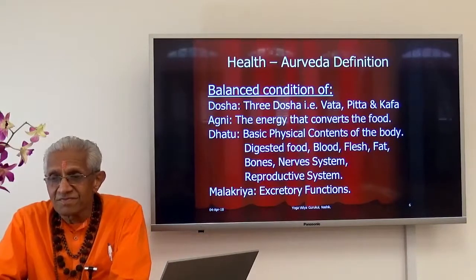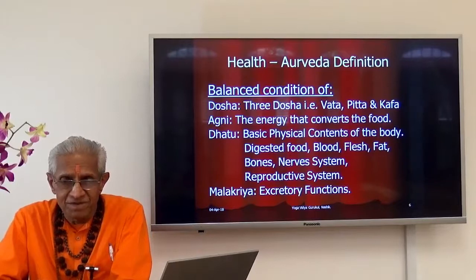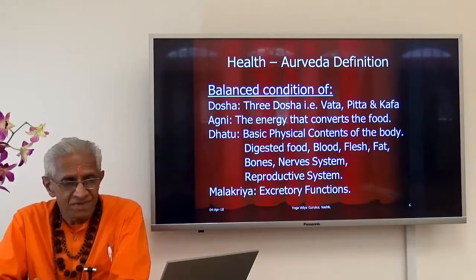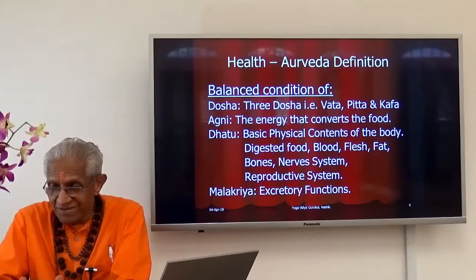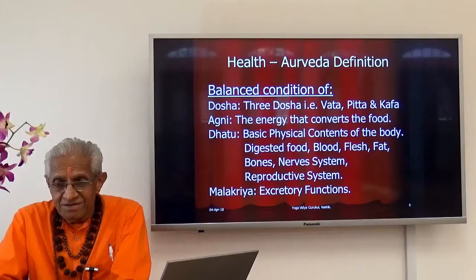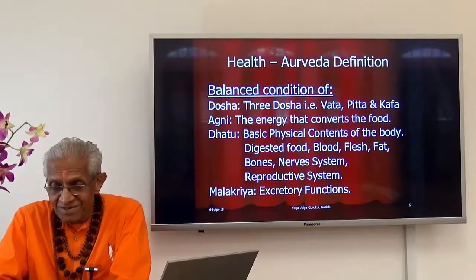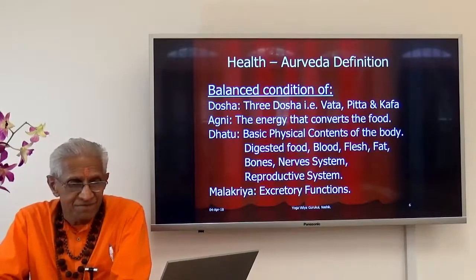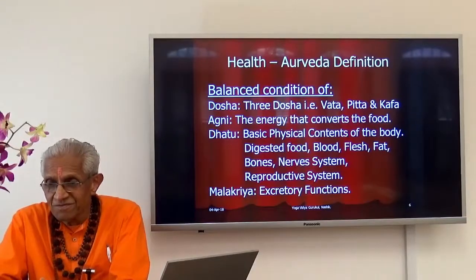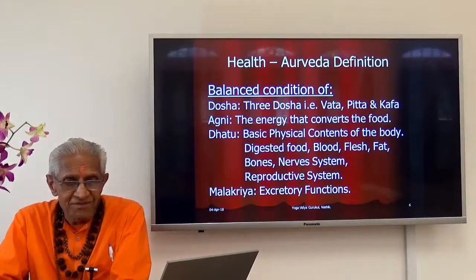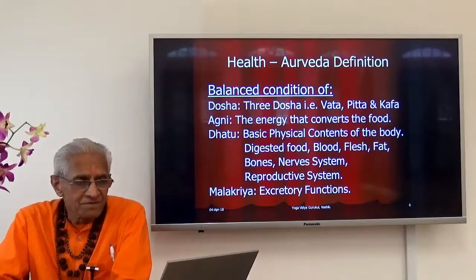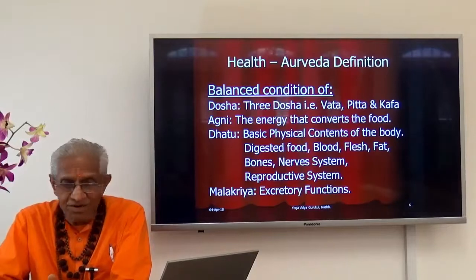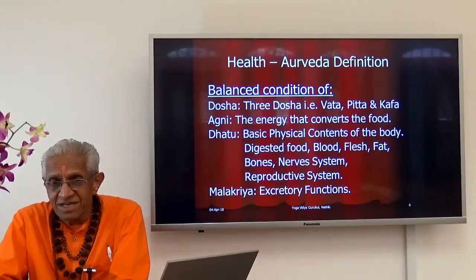And third is Dhatu. Dhatu is the basic elements, we can say, of the body. Not the organs, but the elements. So these are 7 elements, Sapta Dhatu. The first is digested food, because we take the food, then we digest it, suitable to our body. So digested food is the first and basic element. It is converted into blood, so blood is the second basic element. Further it is converted to flesh, so third element. Then the fat. All these words you know very well. Then the bones and nervous system, and finally the reproductive system. So all these are the 7 basic elements of the human body.